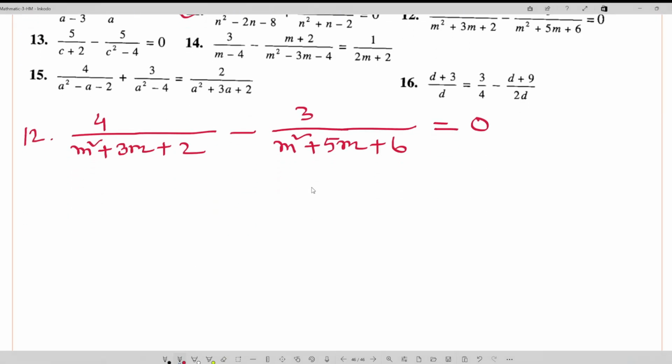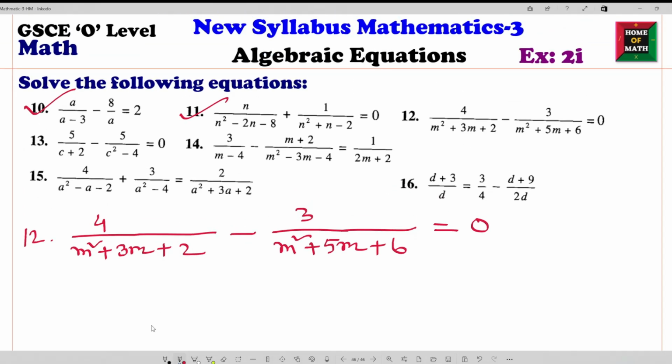Number 12. Here is 4 divided by m square plus 3m plus 2, minus 3 divided by m square plus 5m plus 6, equals 0. We will find the result of m. So first fraction, 4 and this m square plus 3m plus 2, we will factorize.